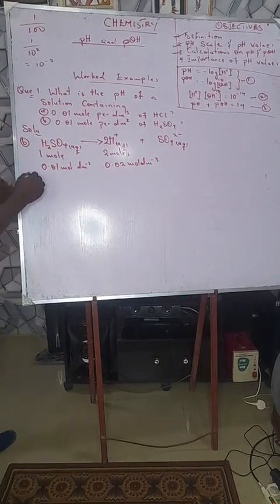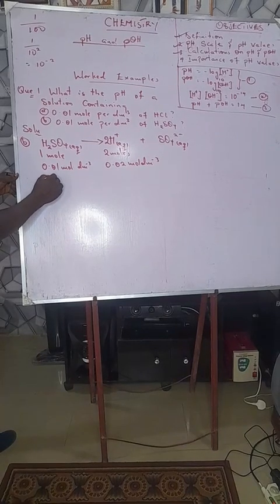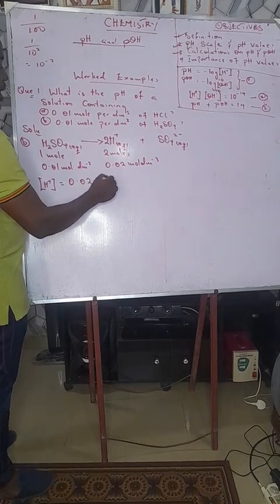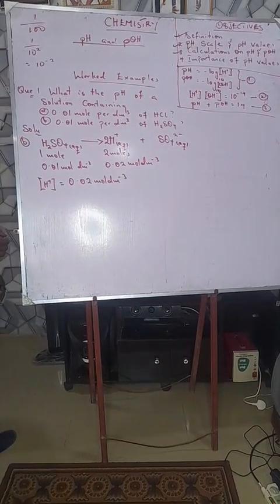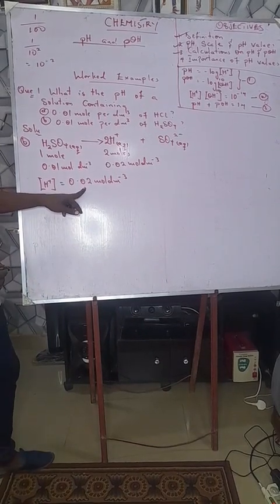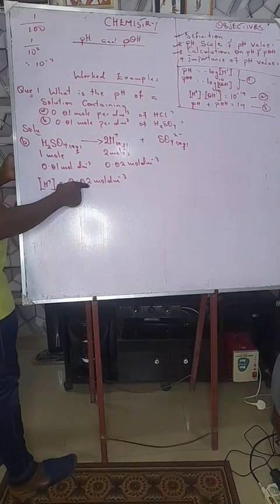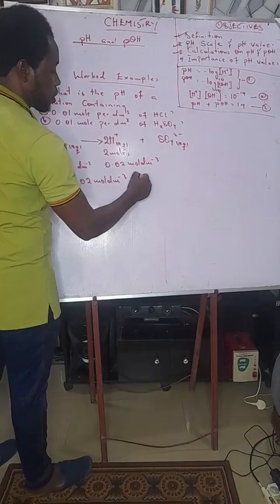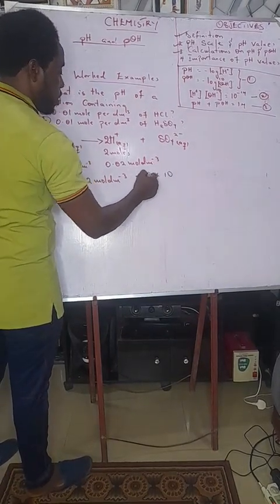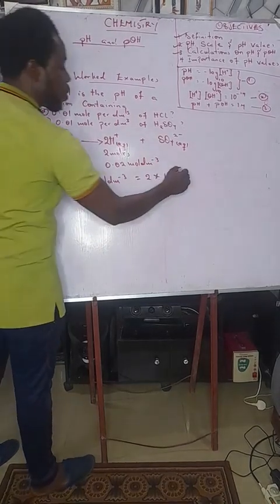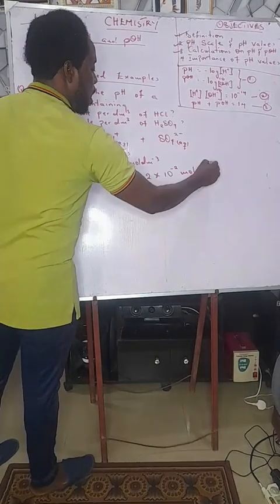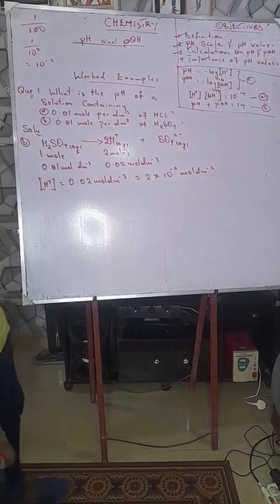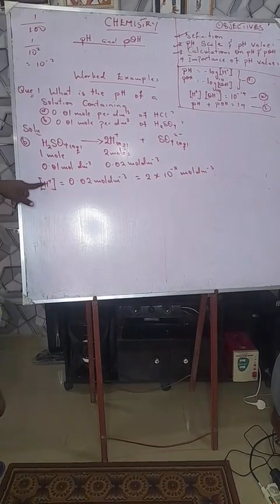So it means now that my hydrogen ion concentration from here is equal to 0.02 mole per dm³. Now, you need to change this to standard form. When you change this to standard form, it's going to be 2 times 10 raised to power minus 2, because we have 2 zeros there. That's 2 times 10 raised to power of minus 2 mole per dm³. Now we have our hydrogen ion concentration.